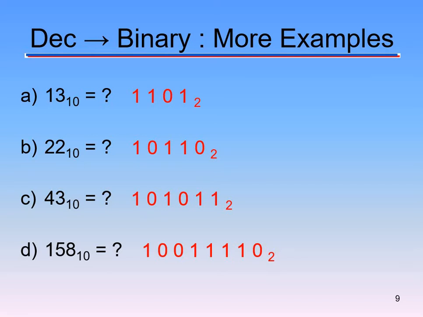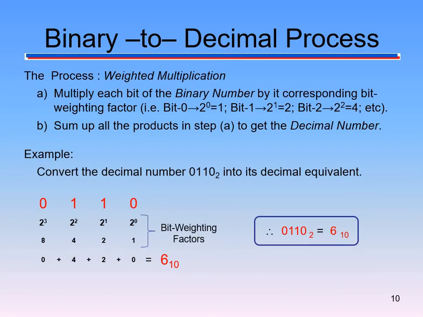Run through the other examples, all right? And I think you guys can get this down. All right, now let's go the other direction. I'm going to give you a binary number, and you're going to take that binary number and put it into decimal. So we're going to go the other way.